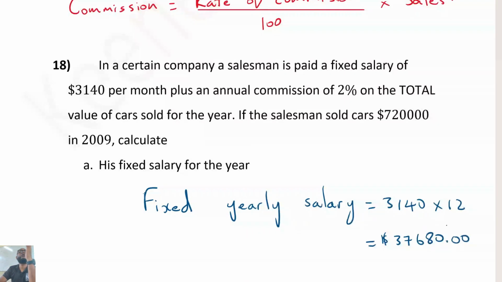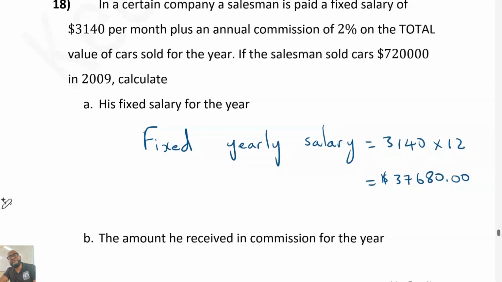So, in other words, no matter what this person does, they get this money. They cannot sell a thing for the month, they still get this salary. Okay? Let's see what the next part is asking for.